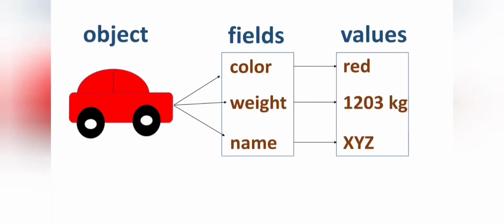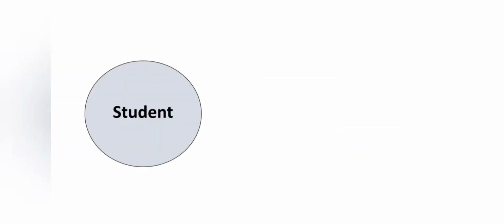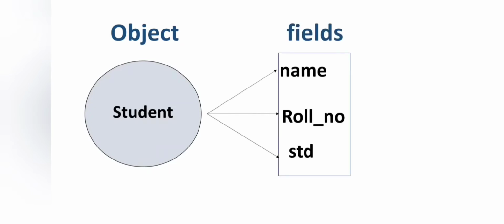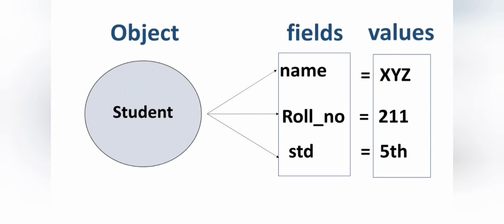So if we think from a programming point of view, here car is an object. Okay, these are the fields of a car object and these are the values of fields of car object. Similarly, we can create a student object. So student is an object, the name of student, the roll number of student, and the standard of student. These are the fields of a student object. And suppose the name is XYZ, roll number is 211 and standard is 5th. So these are the values of the fields of a student object.